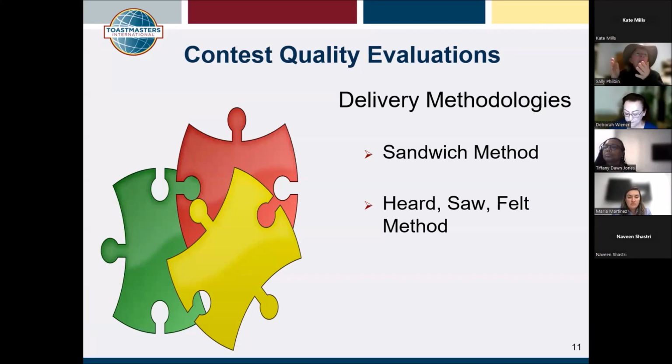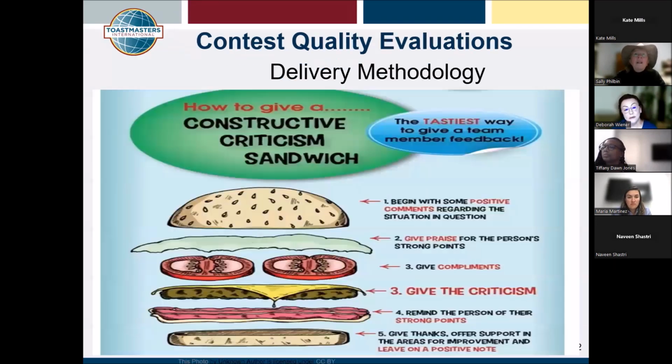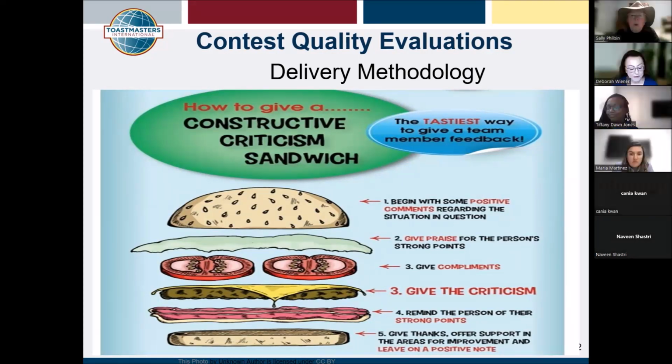The first is the sandwich method, which we learned a little bit about from Maria's presentation. And then there's another method called the heard, saw, felt method. So I will share the sandwich method with you. I don't know whether this picture is big enough for you to really see it, but it's how to give a constructive criticism sandwich. The tastiest way to give a team member feedback. You want to begin with positive comments, the glow regarding the situation in question. You want to give praise for the person's strong points.